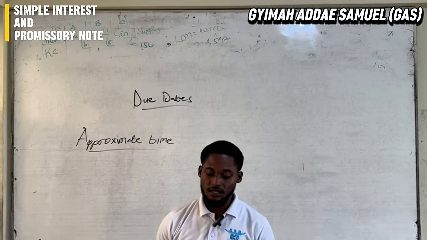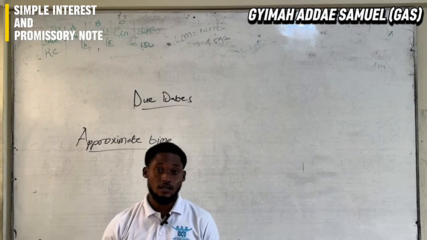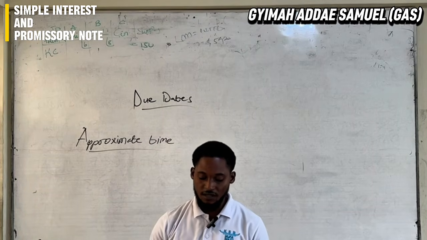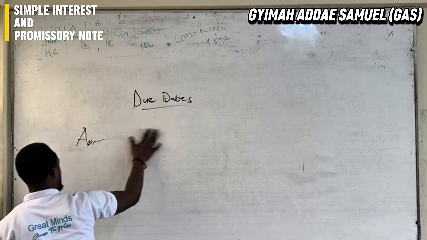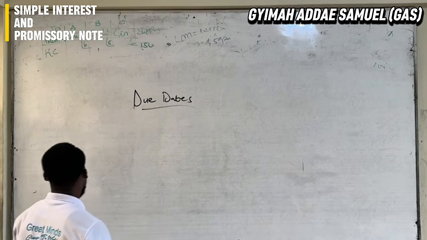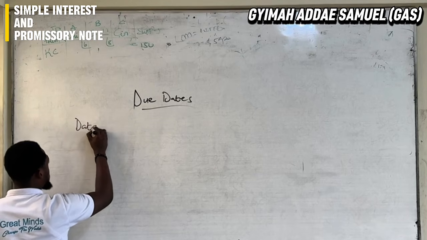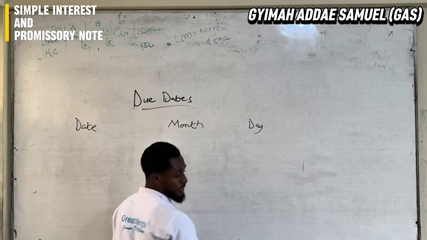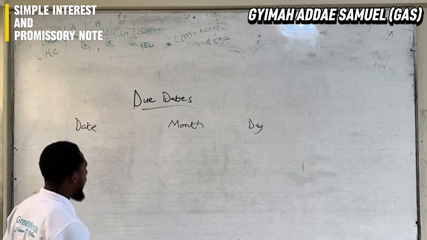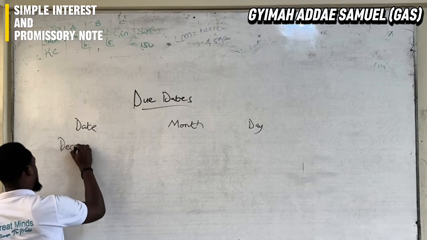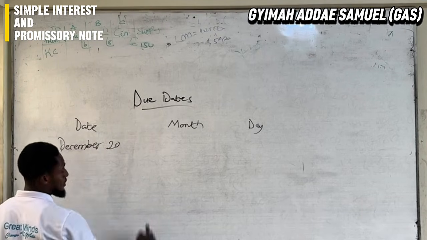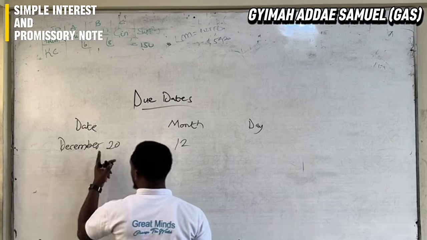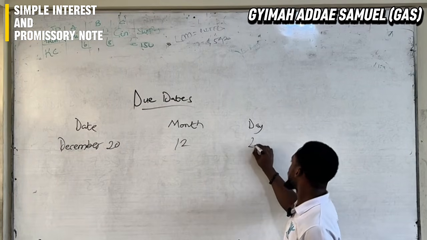First, we have to determine the approximate number of days in order to get our simple interest, our ordinary simple interest, as the question demands. So you first have to get the date, then the month, then the day. With this question, our date is December 20th. It's the 12th month, and the day is 20th, so you write 20 here.